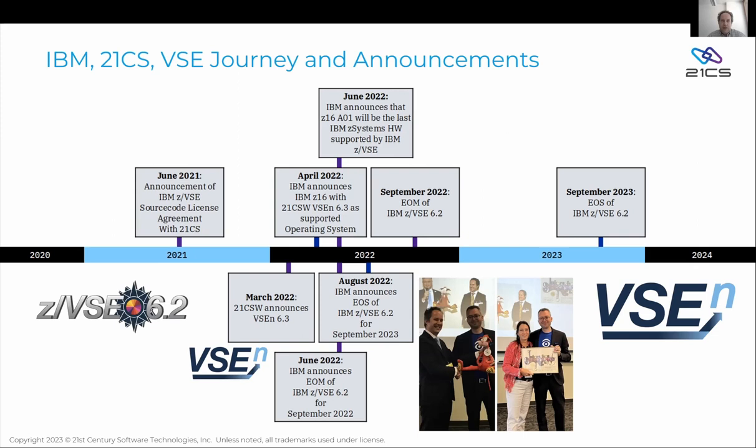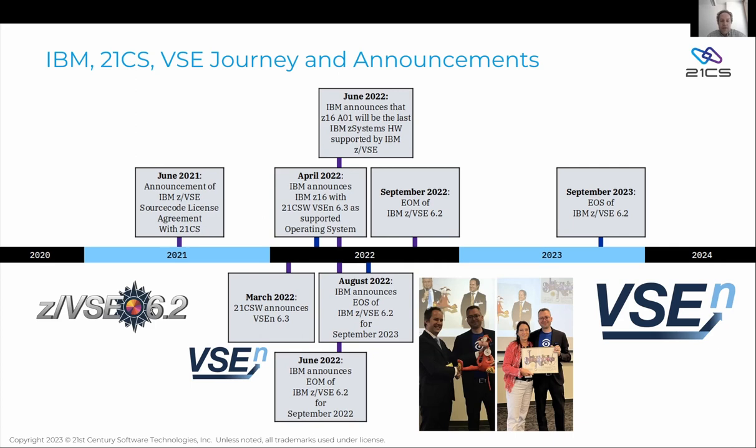Then it was clear: there has been a derivative product. It's totally compatible. It's an easy way forward. And after that is when IBM started doing different announcements. Those announcements were first the end of marketing of IBM CVSE 6.2.